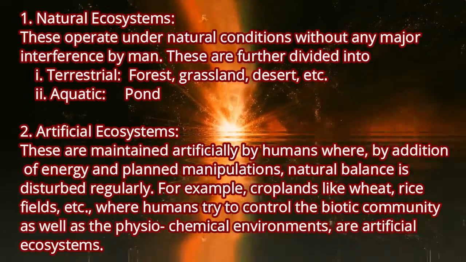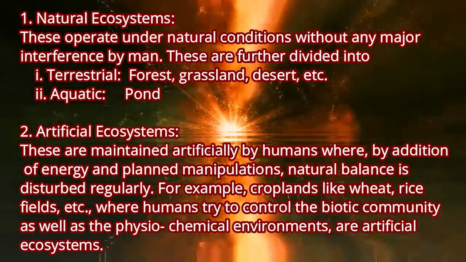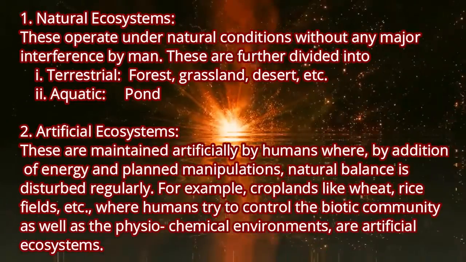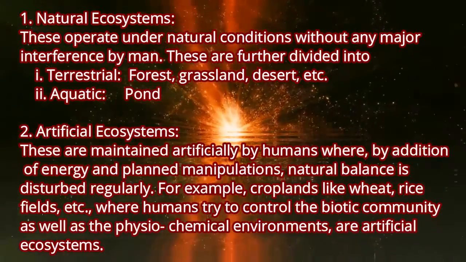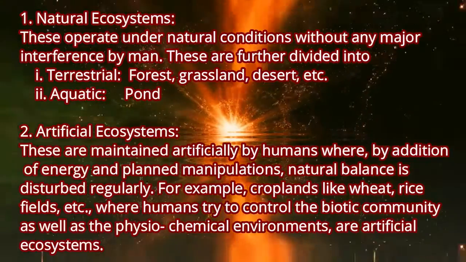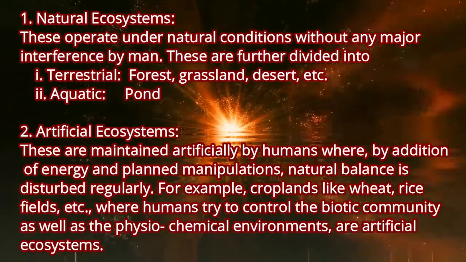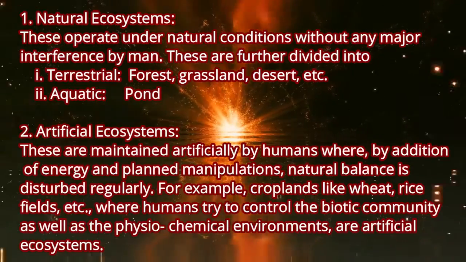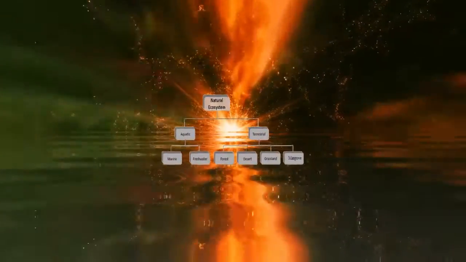Okay, so they are maintained basically by humans, and by the addition of energy and plant manipulations, the natural balance is disturbed. Humans try to maintain the natural balance, but gradually it gets disturbed because nature is nature and humans are humans. Humans are themselves created by nature, right? So basically these are the two main divisions, natural ecosystem and artificial ecosystem.